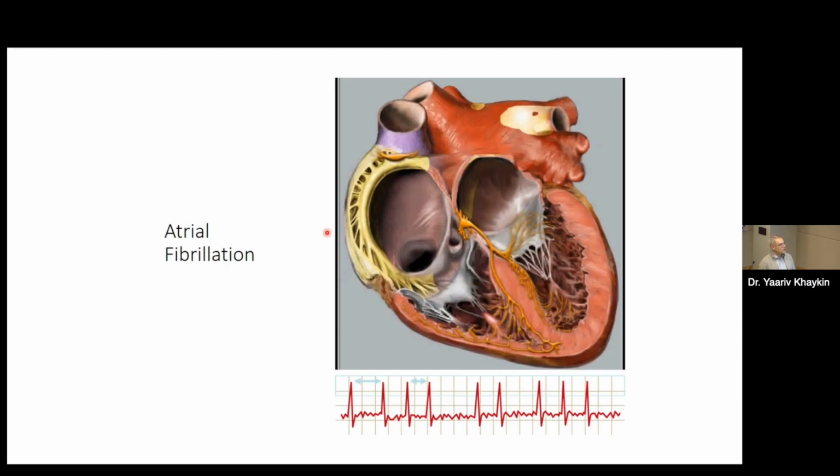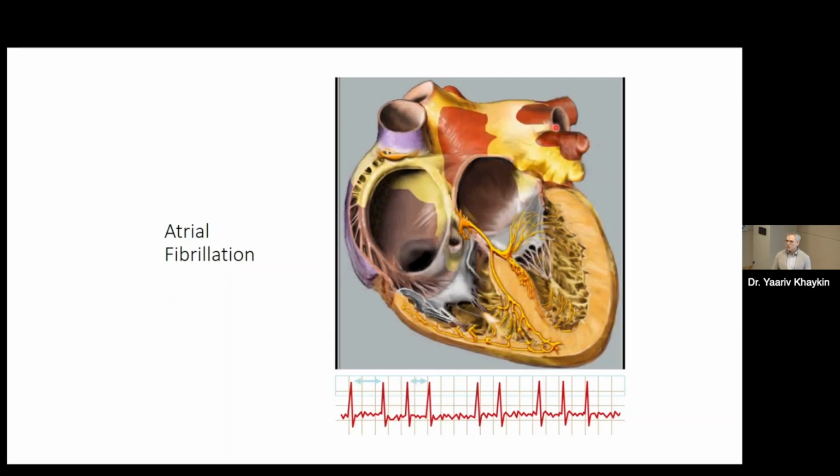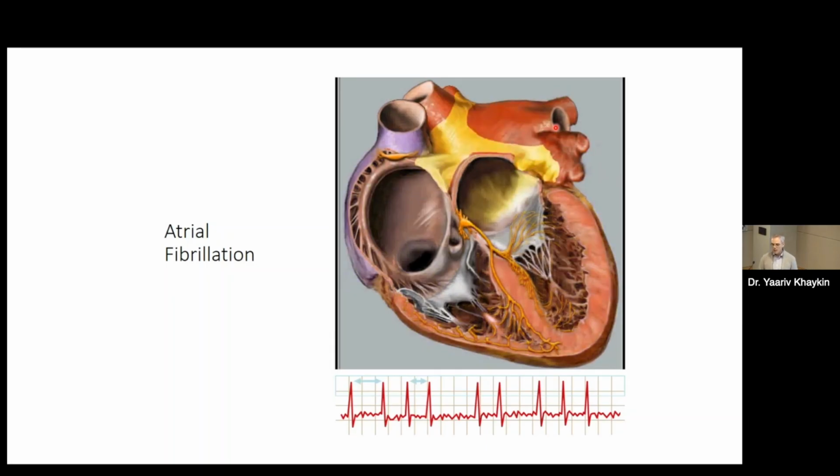Now, in atrial fibrillation, the picture is very different. What happens in atrial fibrillation is you get short circuits and extra discharges coming from the pulmonary veins. Pulmonary veins are these tubes here, the back of the left upper chamber, left atrium. They drain blood from the lungs back into the heart.